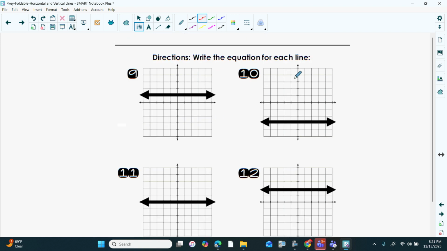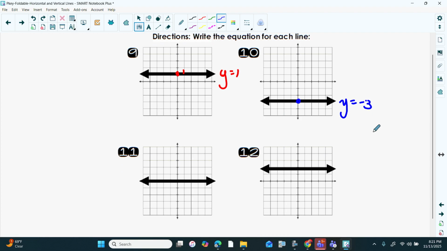Now here, describe the equation for each line. Here we have horizontal lines touching right here at the y at 1, so this is y equals 1. See if you can get the next one. Exactly, y equals -3. And then if I go here, this is at 0, y equals 0 is the equation for the x-axis. And last but not least, we should have y equals 2.